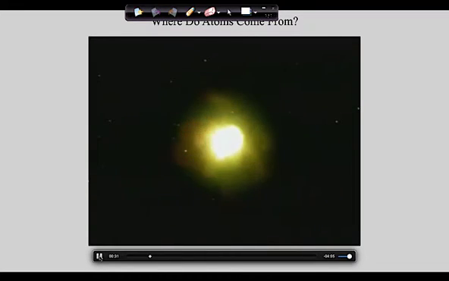An explosion so big. Now understand, that's not the Big Bang, right? That's just a star exploding. You guys know that all stars eventually explode.